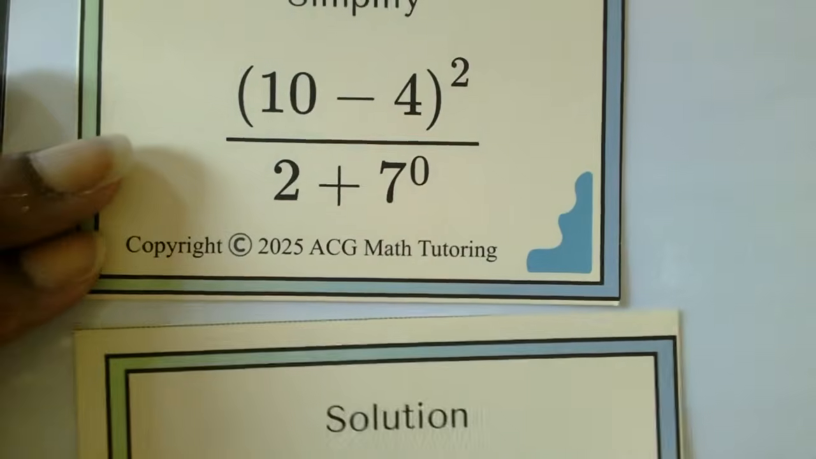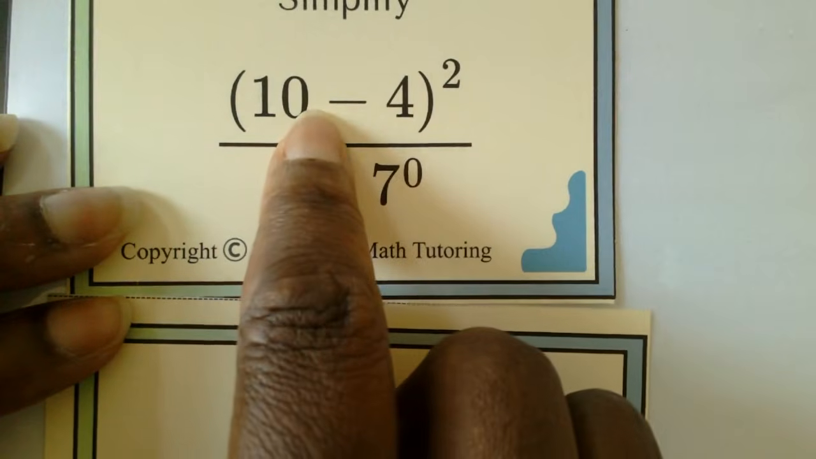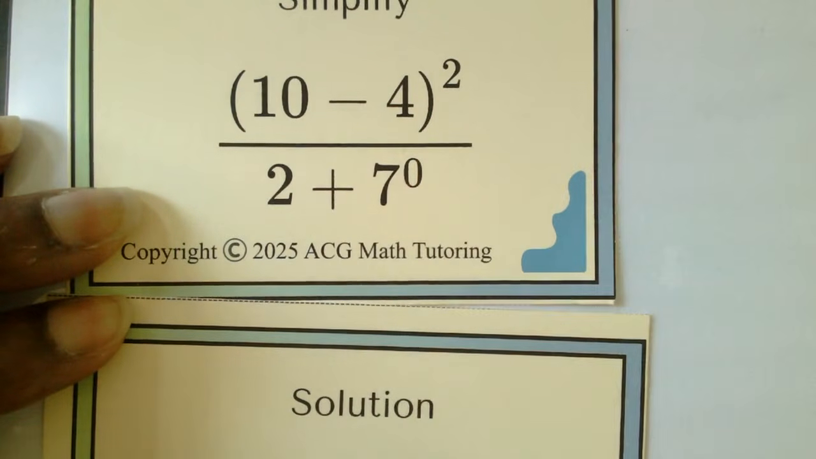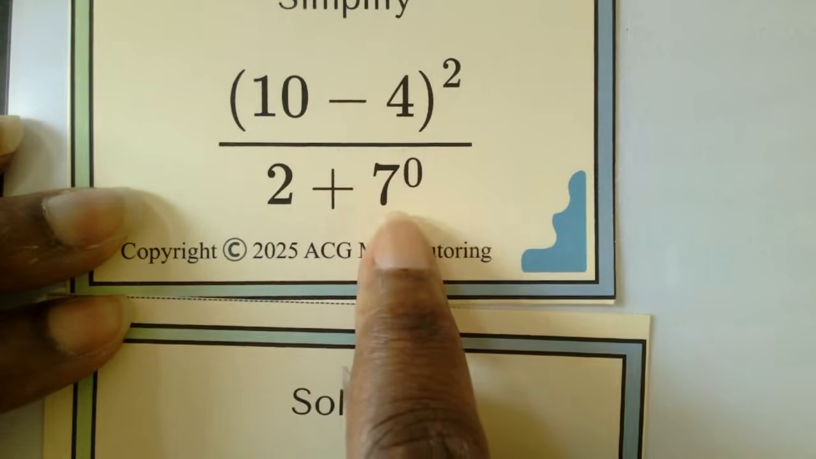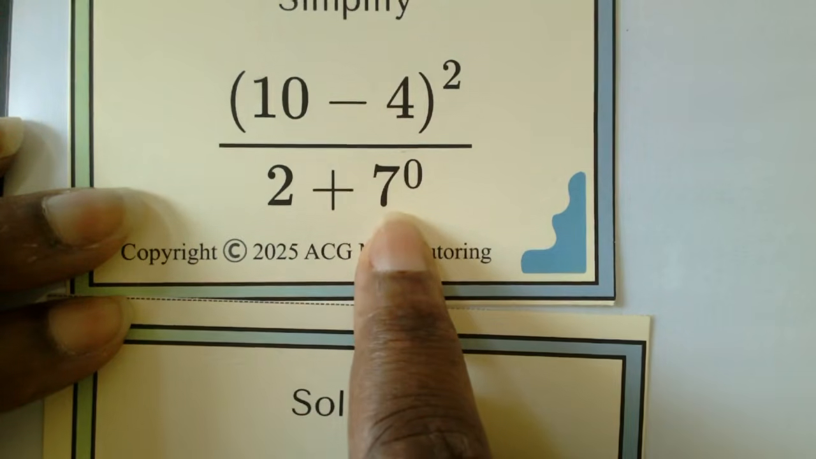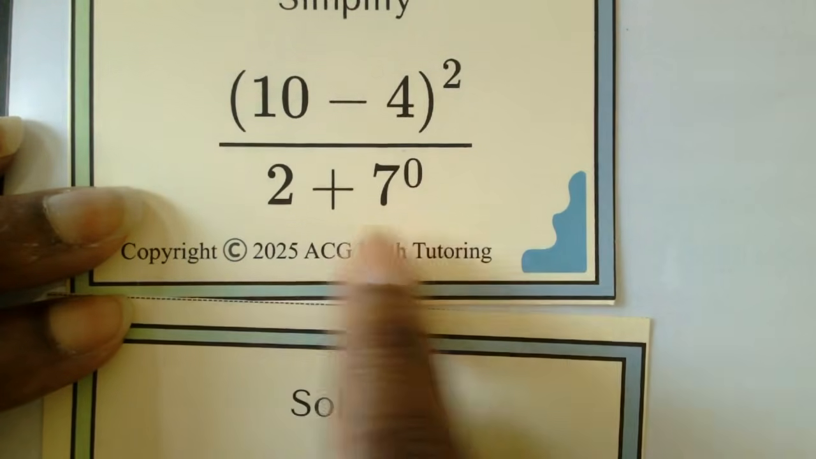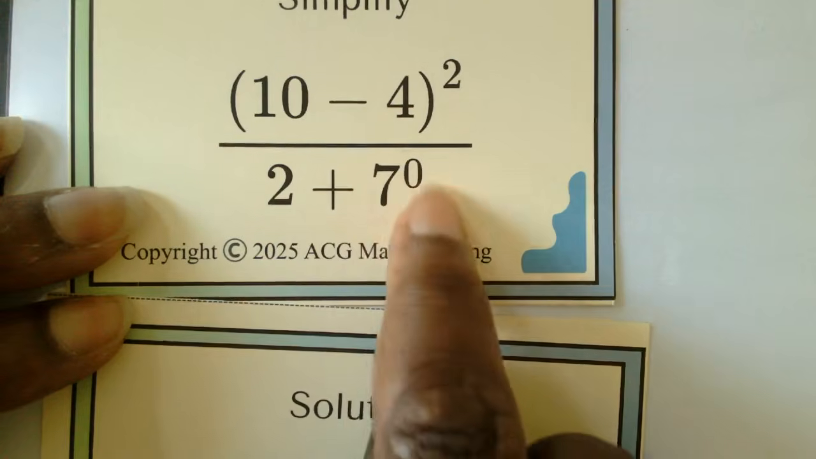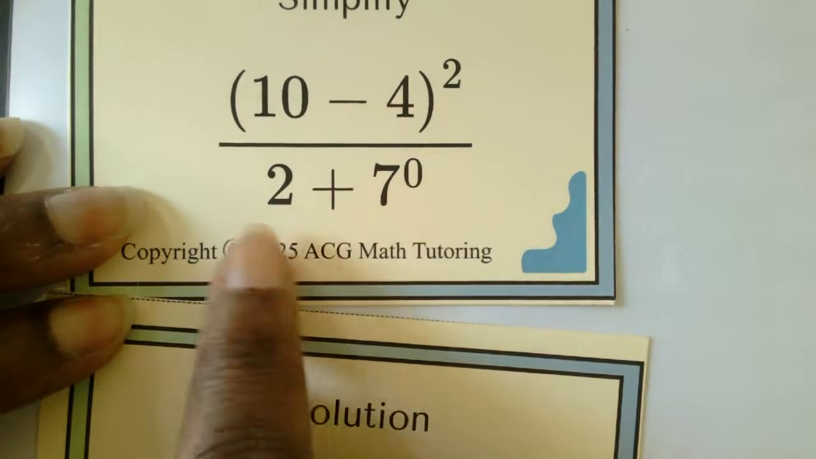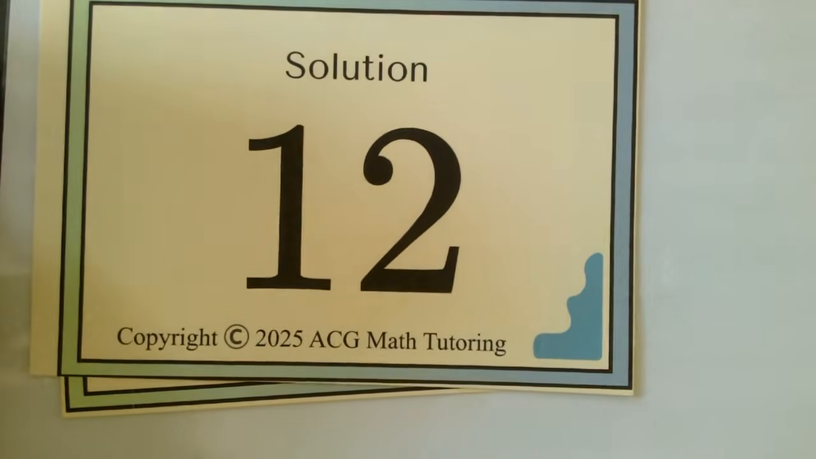So let's take a look. First thing, we have to do what's inside the parenthesis. That gives you your 6. Then you deal with your exponent. 6 squared gives you the 36. Now, this is the part that throws a lot of people off. Anything raised to the 0 power is not 0. So you're not going to divide by 2. You're actually going to divide by 3, because 7 to the 0 power is equal to 1. 2 plus 1 gives us 3, which gives us our answer of 12.